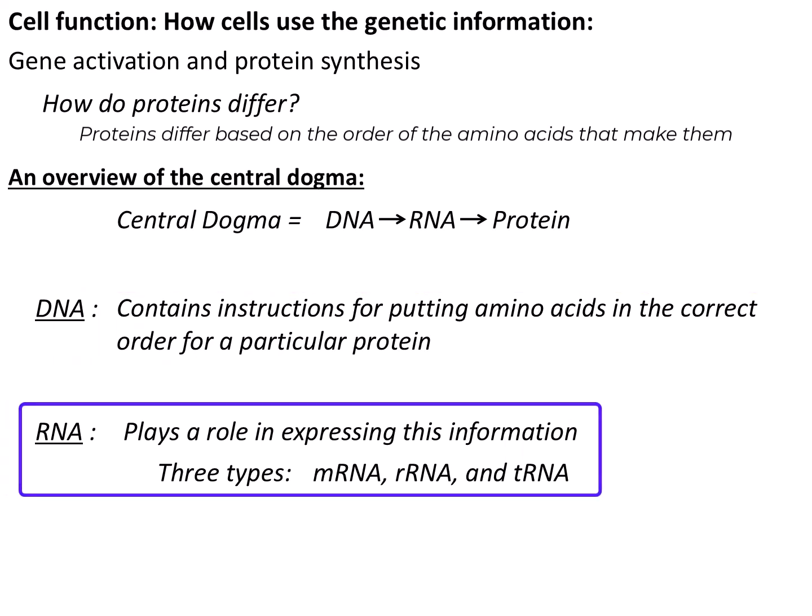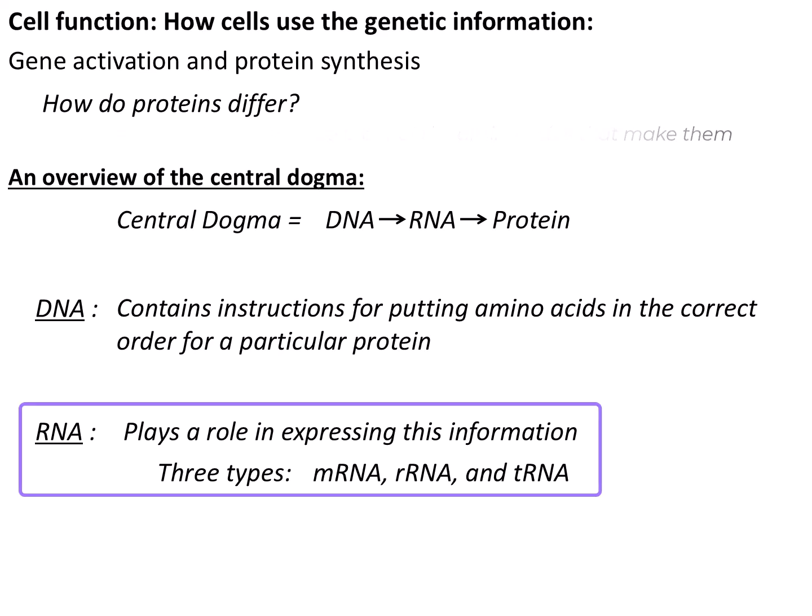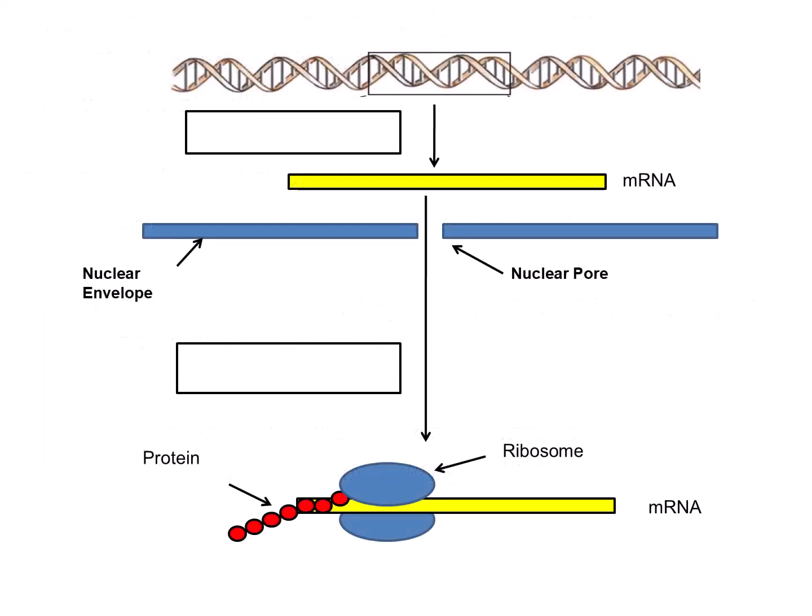There are 3 types of RNA for this process: messenger RNA or mRNA, ribosomal RNA or rRNA, and transfer RNA or tRNA, which we talked about briefly in the last chapter. Let's look at this process.